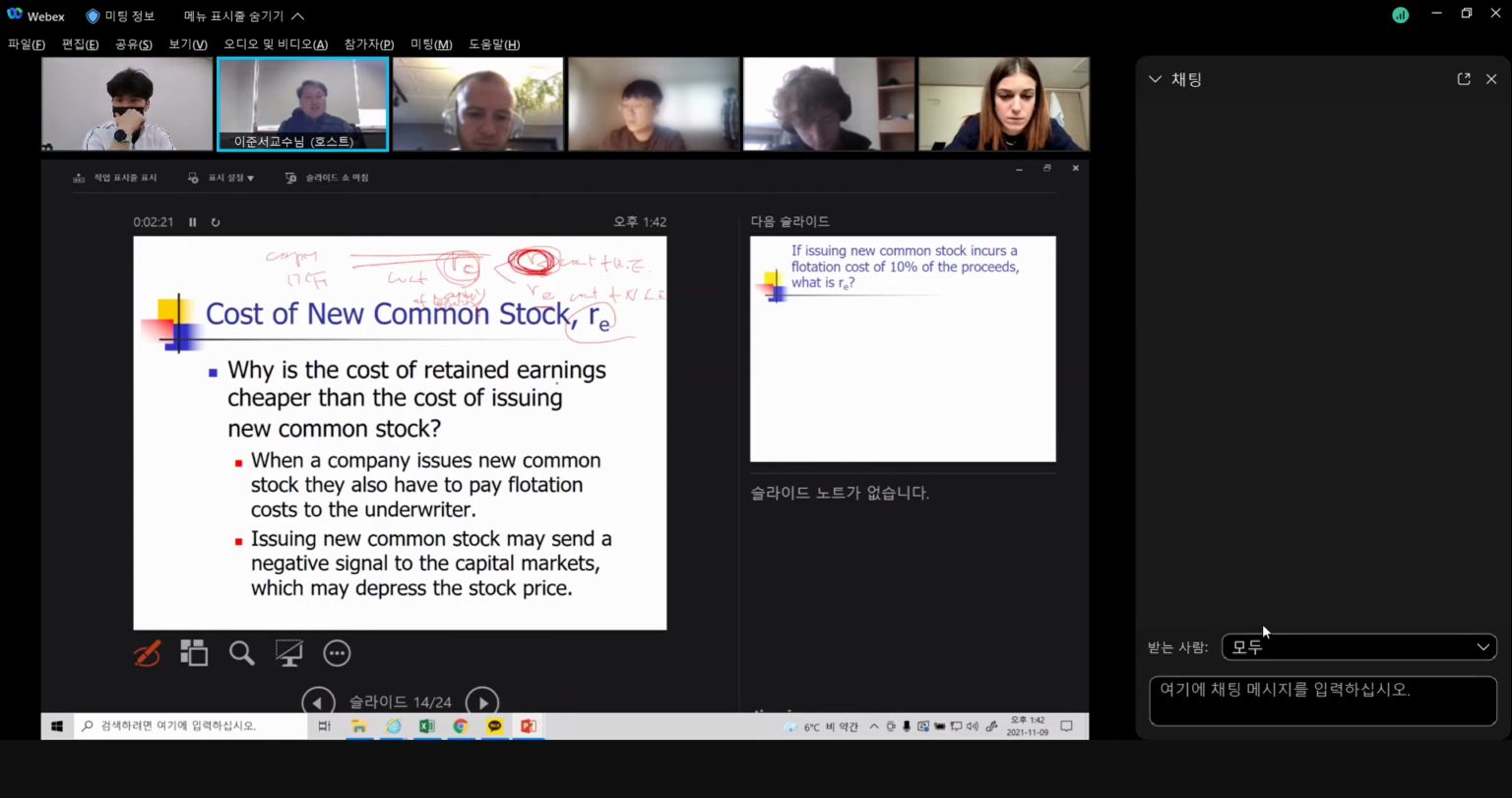And RE is the cost of new common equity. So why is the cost of retained earnings cheaper than the cost of issuing new common stock? Basically, RS is cheaper than RE, generally. Why? When a company issues new common stock, they also have to pay flotation cost to the underwriter. Flotation cost equals issuing cost to the underwriter. The most popular underwriter is the IB, investment bank.